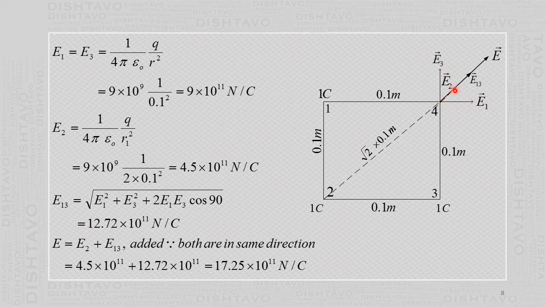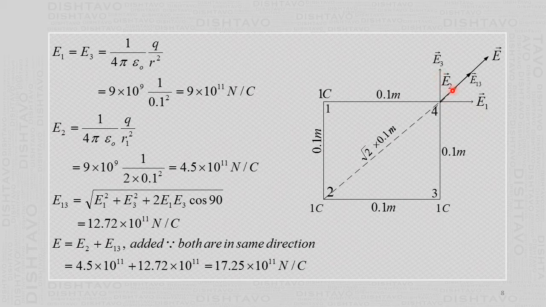Then we will find the magnitude of vector E2. E2 is 1 upon 4 pi epsilon 0, charge is 1 coulomb, divided by the square of this distance. This distance is root 2 into 0.1, and its square will be 2 into 0.1 square. When you calculate this, you will get 4.5 into 10 raised to 11 newtons per coulomb. So we have found the values of E1, E3 and E2.